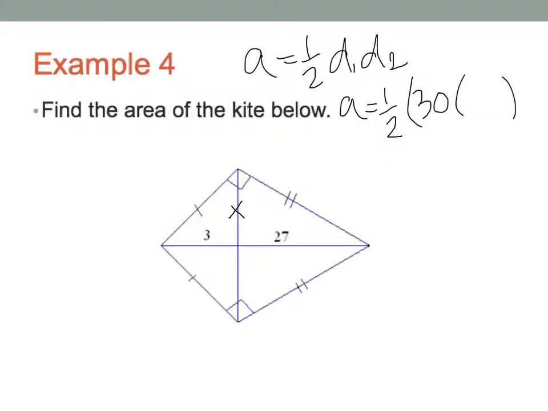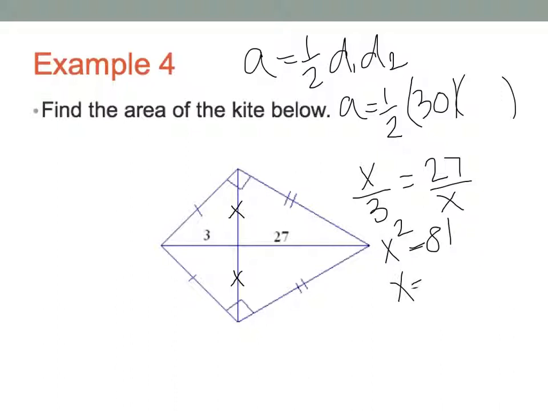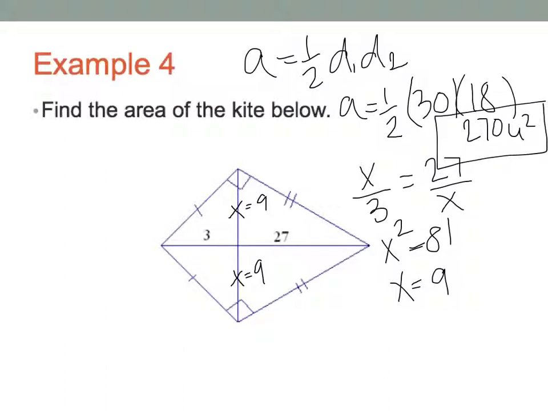And I have to find my other diagonal. They'll both be x. Now what we did in California is we wrote up a proportion for similar triangles, and it would look like x over 3 equals 27 over x. We simplified and we got x squared equals 81 and x equals 9. So I have 9 and I have 9. And therefore, my diagonal is 18. And once we reduce this, we get 270 units squared.